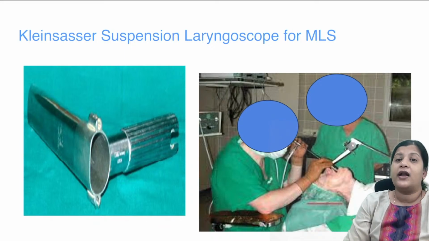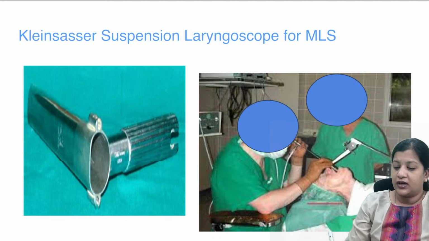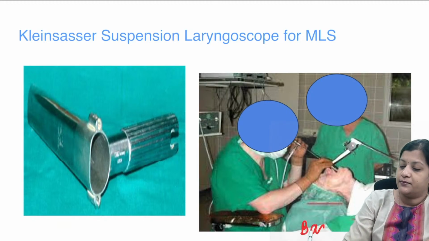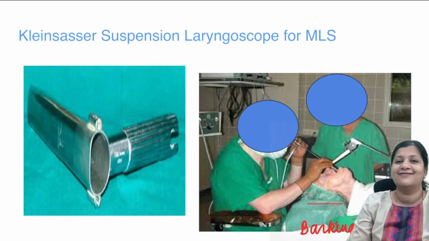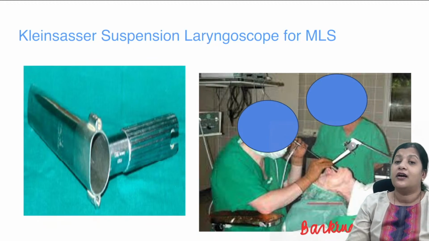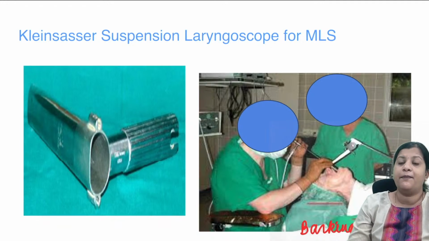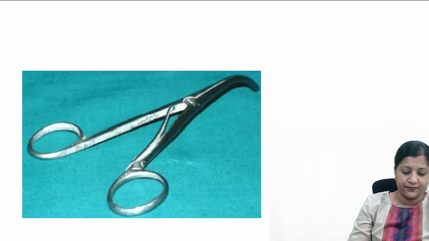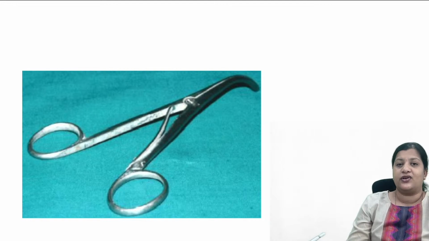Okay, this is called a barking dog position. Okay, so this is called what position? Barking dog position. Okay, in tonsillectomy we use Rose position. Here we use the barking dog position. Yes, the chin is up and the neck is extended. That's right.